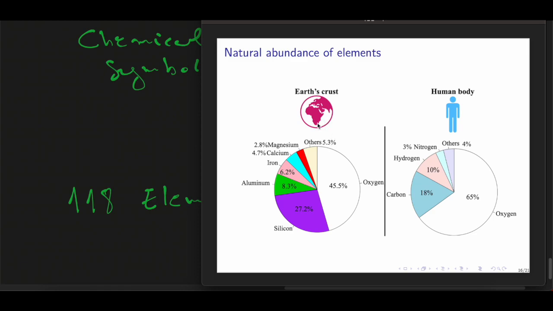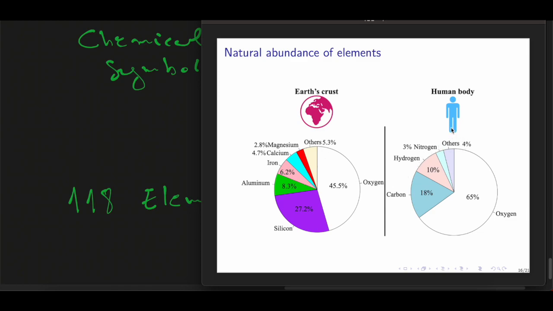We can give here an example of the abundance of elements on Earth's crust and in the human body. We start with the Earth's crust. Here we can see that oxygen is the main component of the Earth's crust, which is the outer solid layer of the Earth. In the second position we have silicon with almost 30%, in the third position aluminum, and iron in the fourth position. After that we have calcium and magnesium.